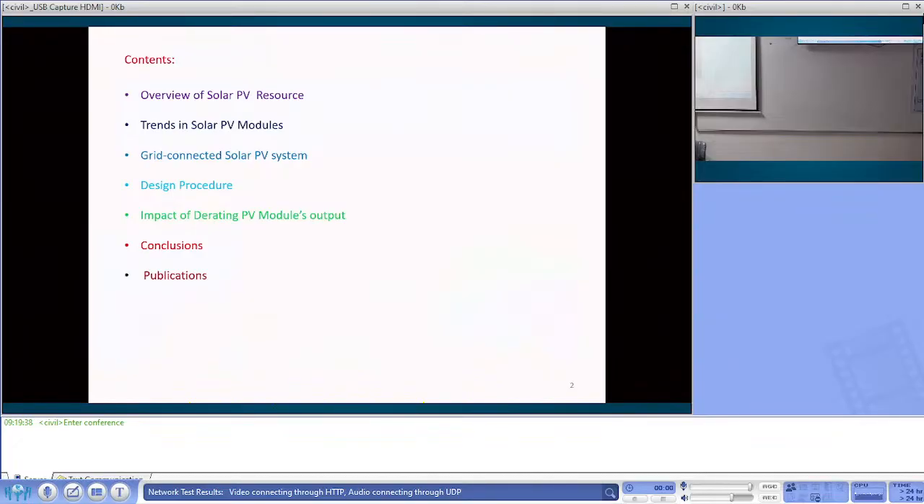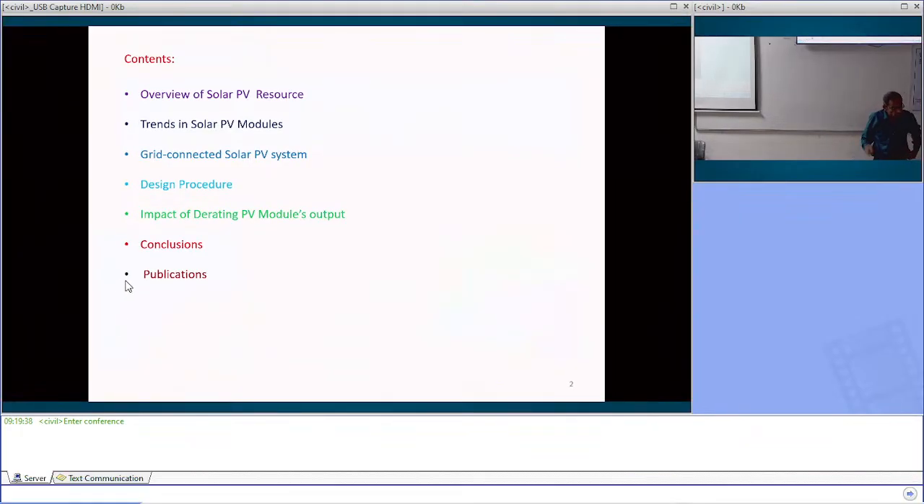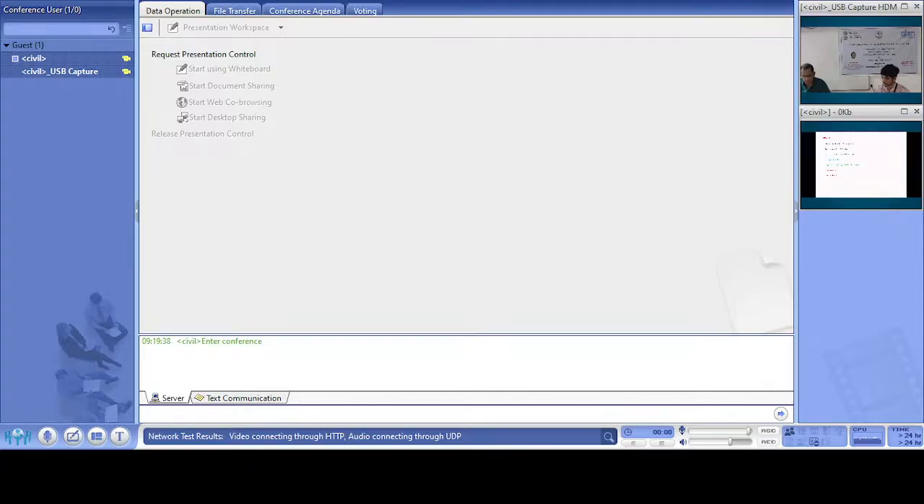Then the design procedure, some steps that I got from one of the references. This presentation will be with you. I will consider only those slides which are required. Impact of derating on PV module output, how output reduces with derating, how it reduces with dirt, all these factors. Then some conclusions and our publications.